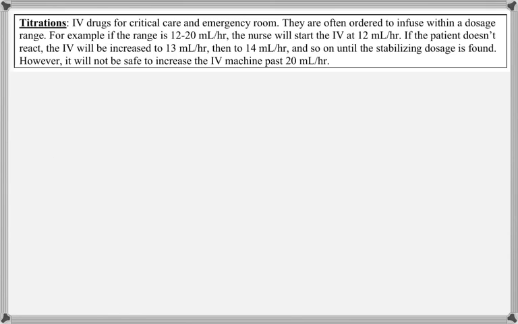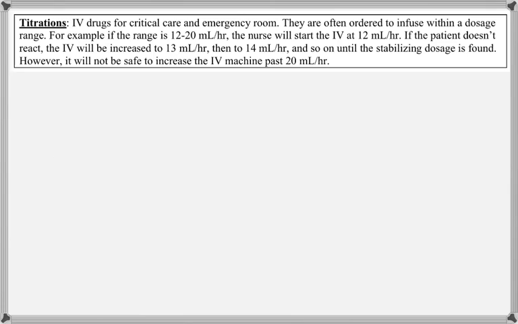For example, if the range is 12 to 20 mLs per hour, the nurse will start the IV at 12 milliliters per hour. And if this doesn't work, if the patient does not react, then the IV would be increased to 13 mLs per hour. And if that didn't work, we would increase it to 14 milliliters per hour. And if that didn't work, we would increase it to 15, and so on, until the patient stabilizes, until the medicine starts working. However, for this example, it would not be safe to increase the IV past 20 mLs per hour. So we need to be careful with what the high end of the range is.